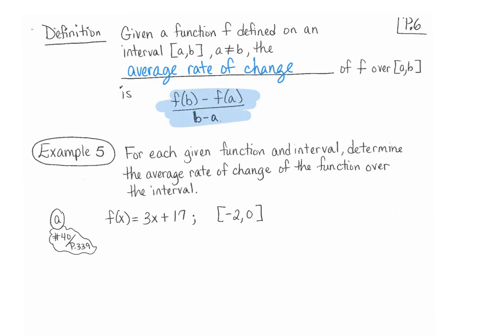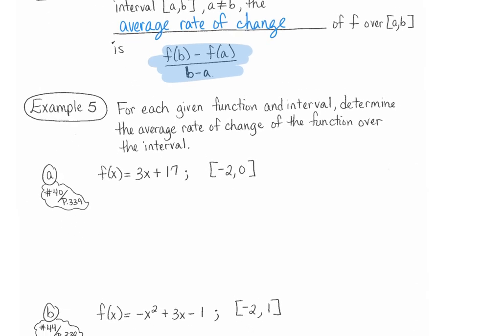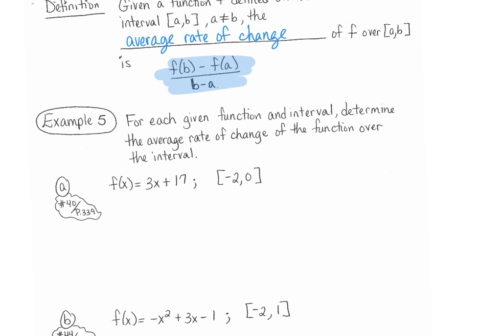So let's apply it. For each given function and interval, determine the average rate of change of the function over the interval. Okay, so part A, we have f of x is 3x plus 17 over the interval -2, 0. What's A for us? -2. A is -2, and what's B? 0. Good. So, according to the formula, we have f of 0 minus f of -2.